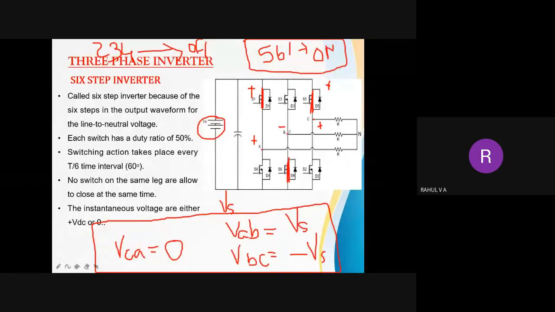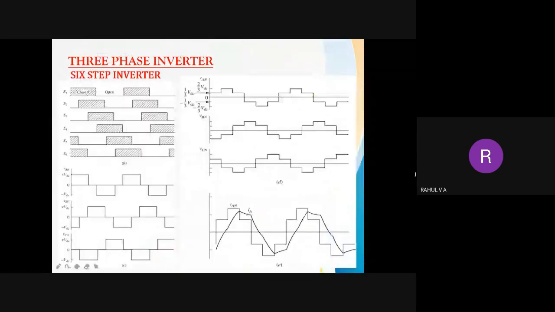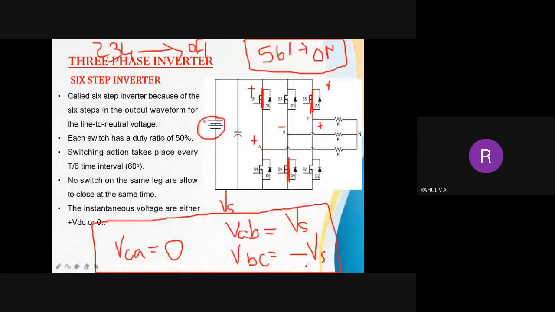Now in the last, if you are measuring voltage between C and A, C is plus Vs and A also is plus Vs. So there is no potential difference. The voltage is 0 actually. Remember one more time: VAB is Vs, VBC is minus Vs, VCA is 0.